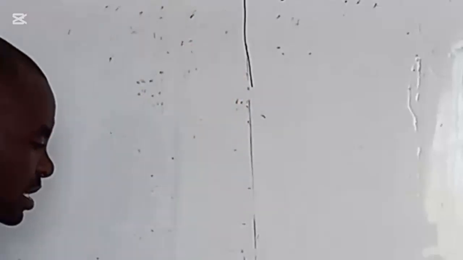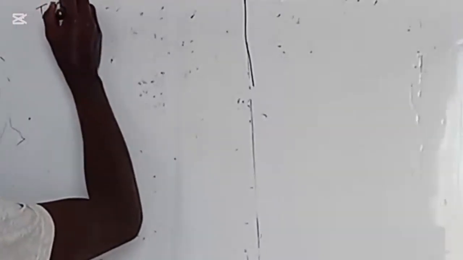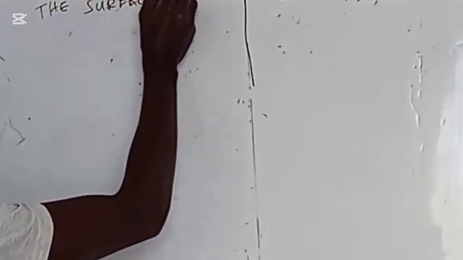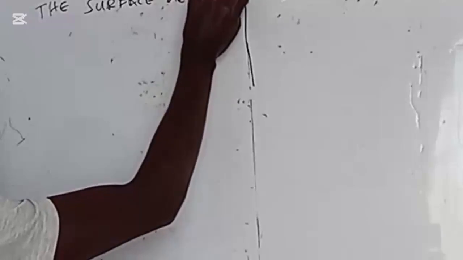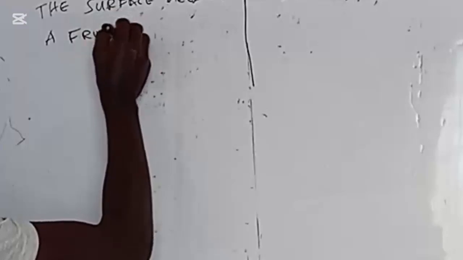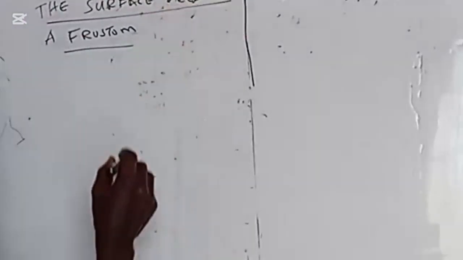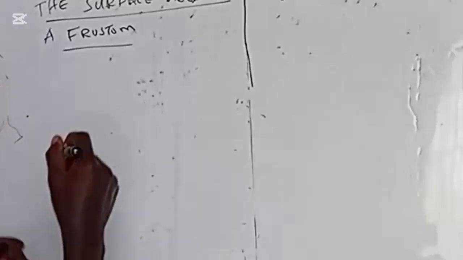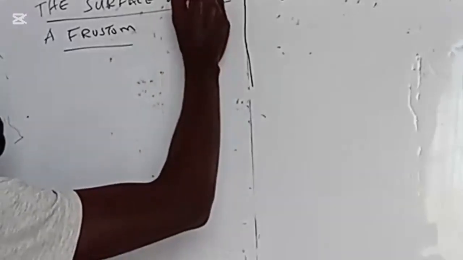Frustum. So frustum comes from, it's part of something whole. So now I want us to look at the surface area of a frustum. So part of a cone, part of a pyramid. That is what we'll be looking at in this area.